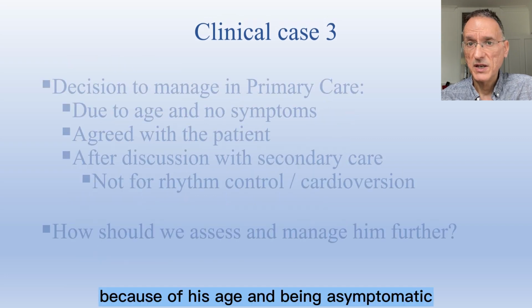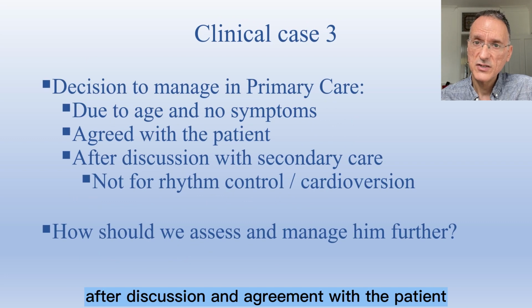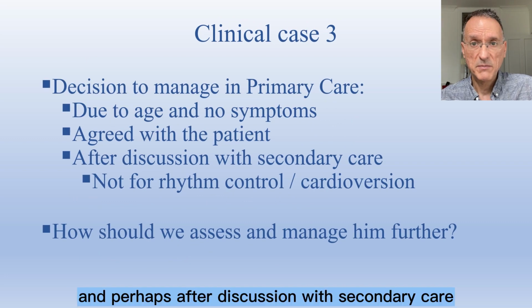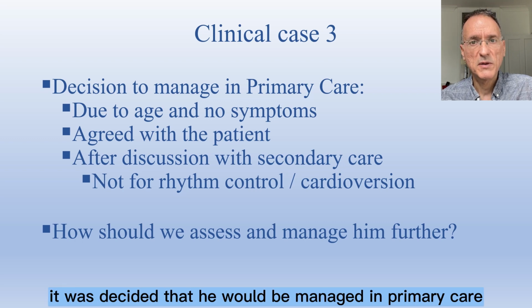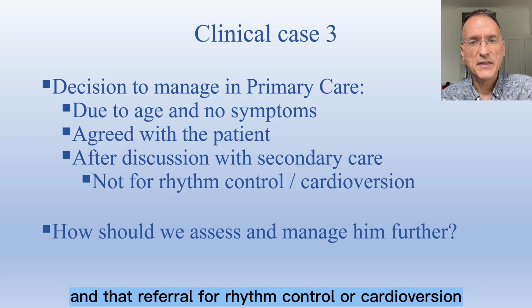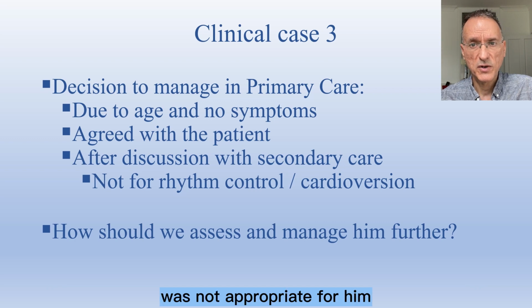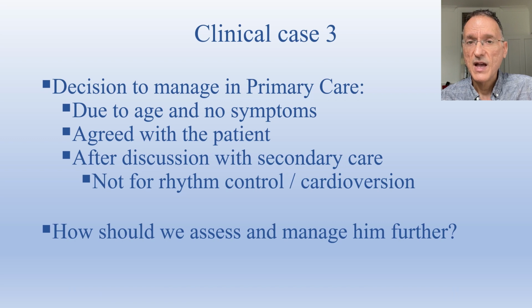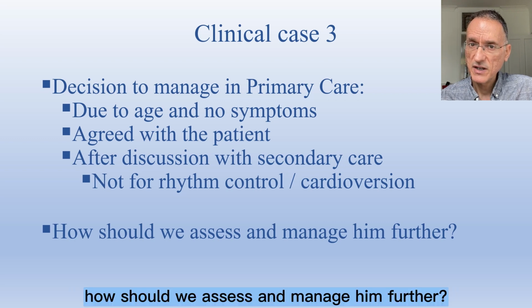Because of his age and being asymptomatic, after discussion and agreement with the patient, and perhaps after discussion with secondary care, it was decided that he would be managed in primary care and that referral for rhythm control or cardioversion was not appropriate for him. How should we assess and manage him further?